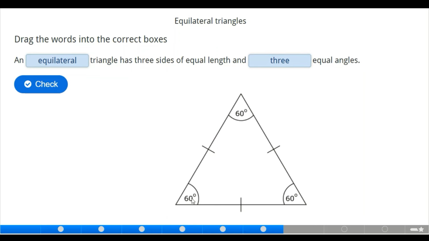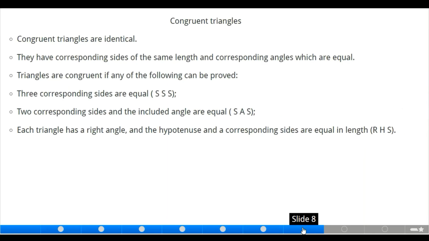And note, the sum of the angles of a triangle is actually 180 degrees. So the sum of the angles of a triangle must not be greater than 180 degrees.